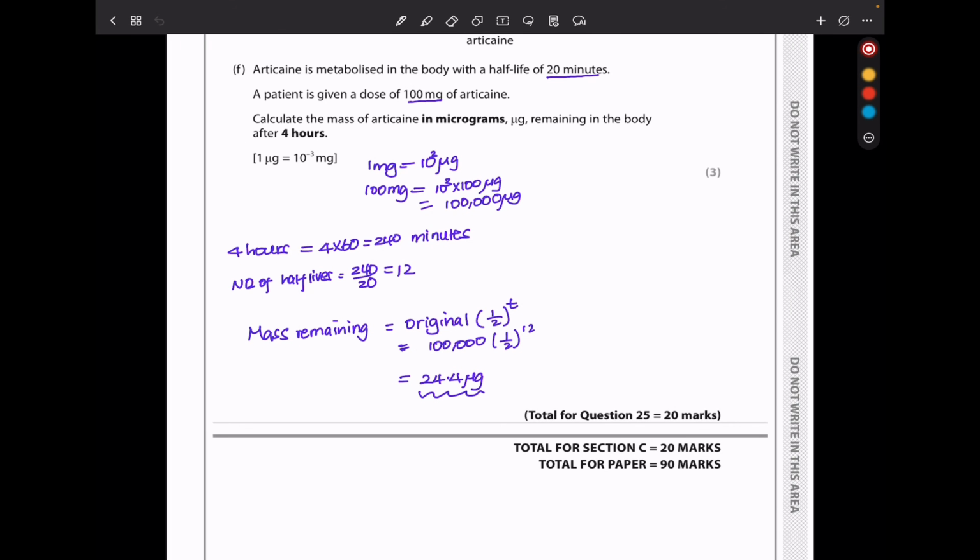remaining. So this brings us to the end of question 25, as well as to the end of the whole paper. Thank you for being with us.